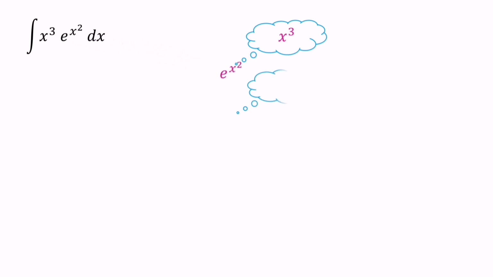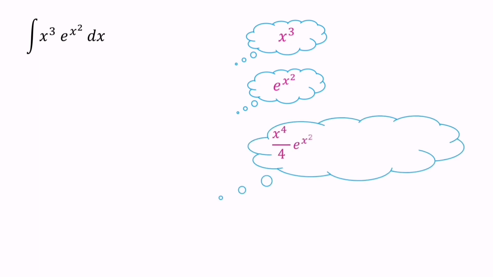Before we start anything, let's think about how we can solve this question. Here you can see the product of x cube and e to the power of x squared. So we can apply the integration by parts method. But the question is, if we give priority to x cube, it will become x to the power of 4 over 4, and after that we need to integrate the product of x to the power of 4 over 4 times the differentiation of e to the power of x squared, which will be more complex.